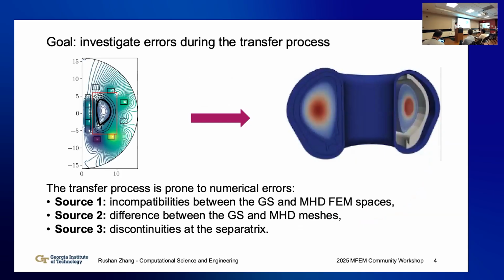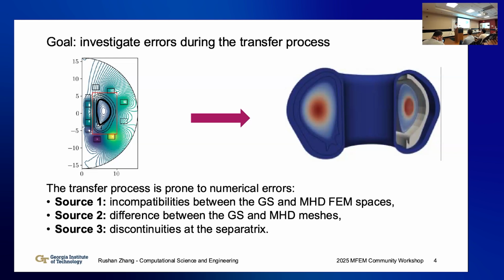The goal of our project is to investigate the error during the transfer process, because in current implementations this transfer process will result in loss of accuracy, and this error is very important because when we do MHD simulations, we are doing stability analysis. When we do stability analysis, we apply a very small perturbation and see how the field will evolve. So this small error introduced during the transfer process will influence our stability analysis a lot.